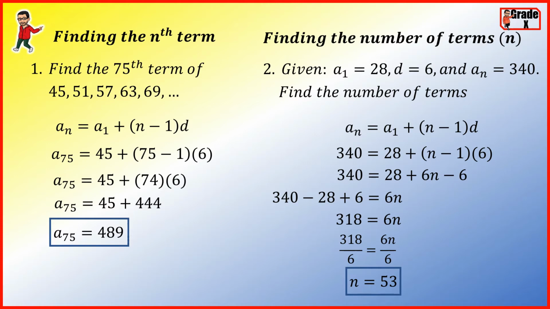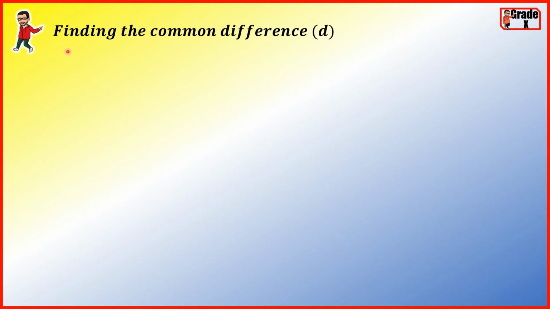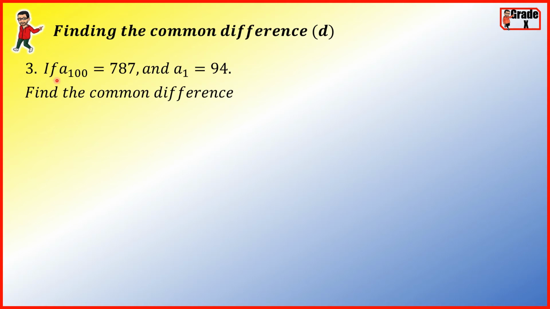Okay, let's have another example. Finding the common difference. If a sub 100 is equal to 787 and a sub 1 is equal to 94, find the common difference. So gagamitin pa rin natin yung arithmetic formula. Then substitute natin yung mga given values.